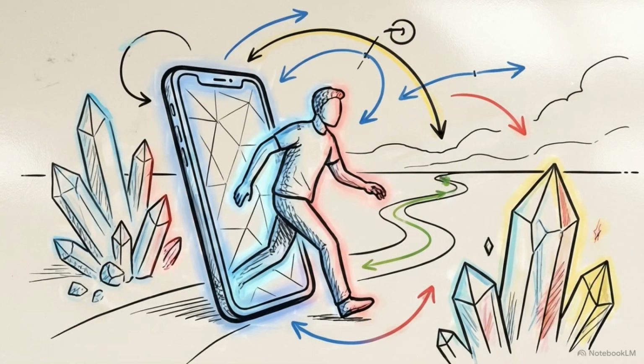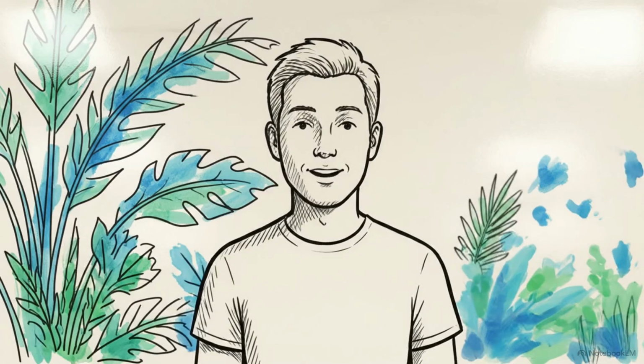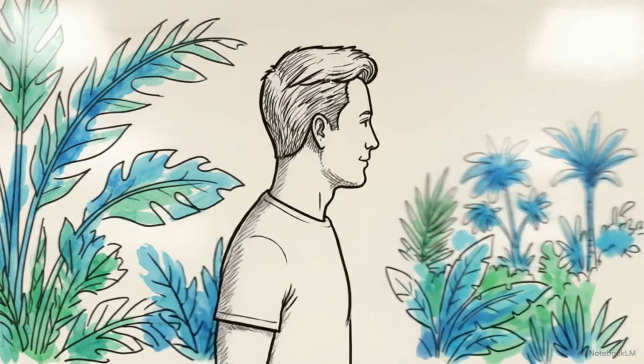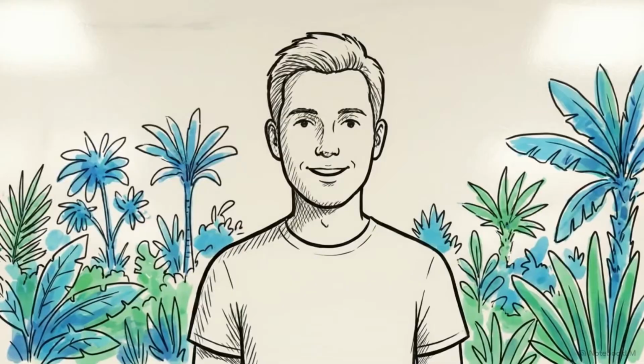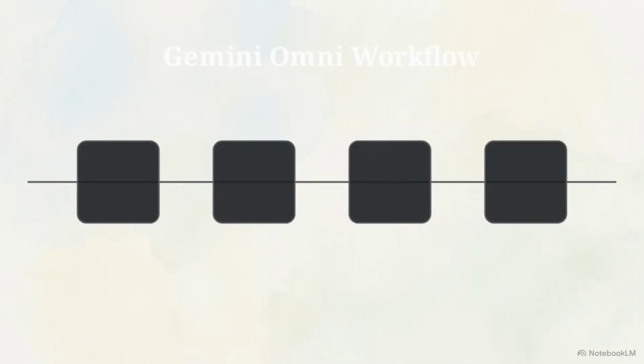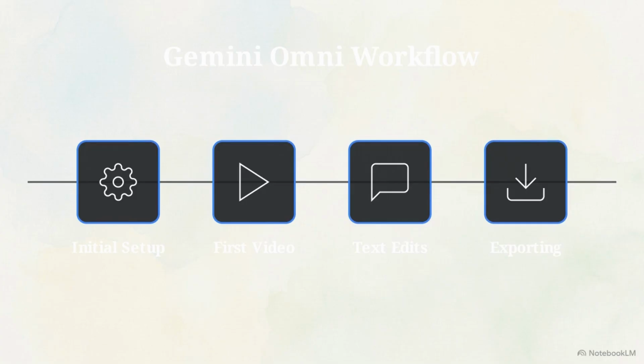Google just launched a video generation model for Gemini called Omni, and it does something we haven't seen executed quite like this before. It allows you to drop a photorealistic version of your own face into literally any scene you can dream up. To get this working, we need to go through 4 specific steps: configuring your initial setup, generating your first video, tweaking that video using conversational text edits, and finally, exporting the result.